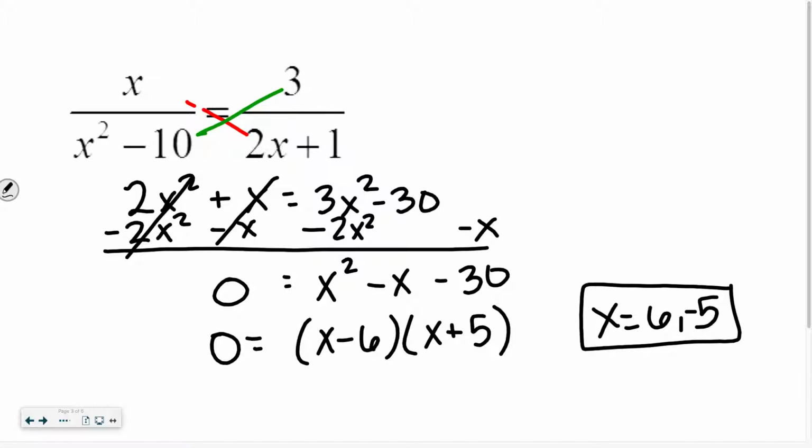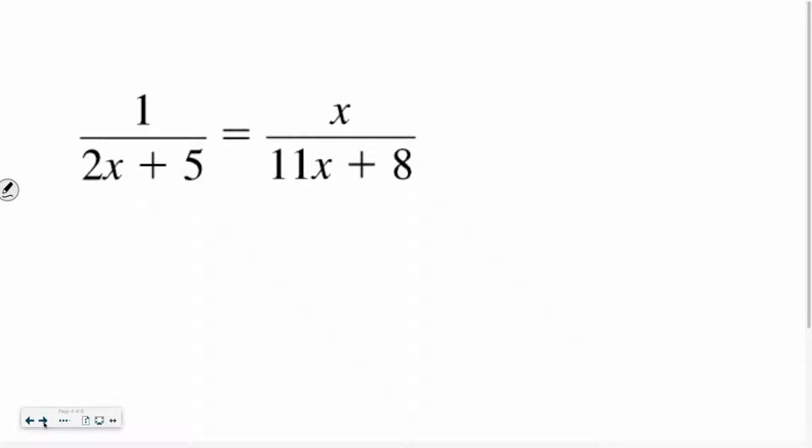All right, we'll do one more real quickly. We've got 1 over 2x plus 5 equals x over 11x plus 8.